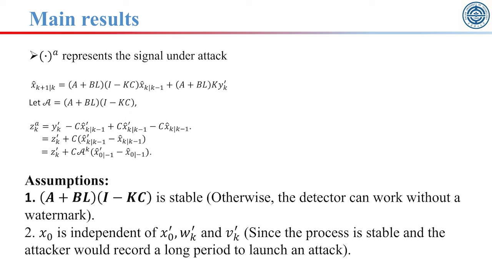Here, after some calculation, we can express z_k under attack by the virtual outputs and another term. The measure of this term is determined by A plus BL multiplied by I minus KC. If this matrix is unstable, then a chi-squared detector can detect malicious attacks easily, even without watermarks. So we have our first assumption. As to the second assumption, since the process is stable and the attacker will record a long period to launch an attack, this makes the assumption make sense.